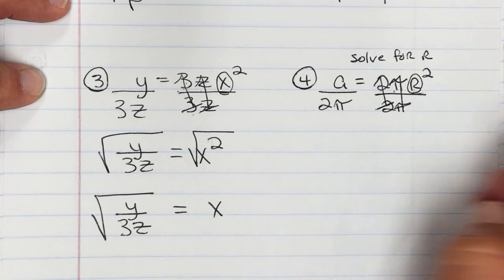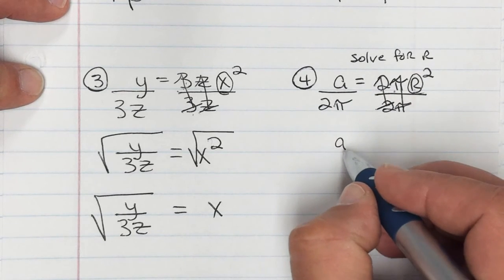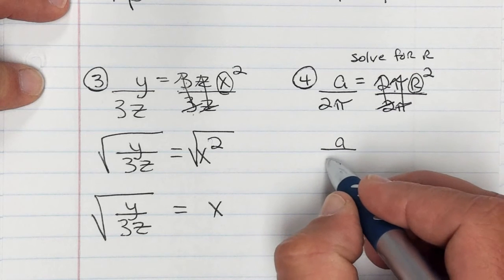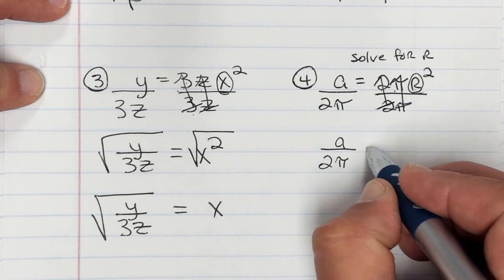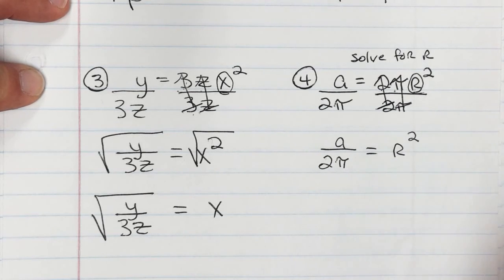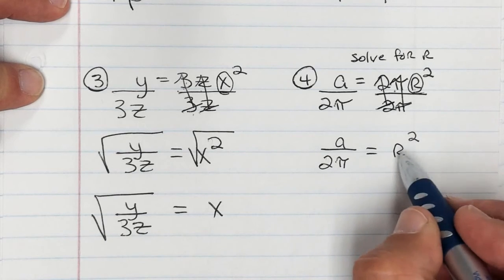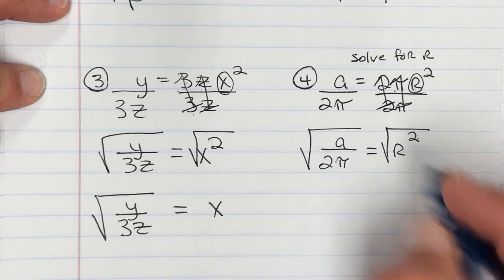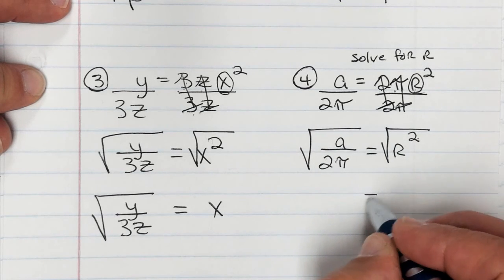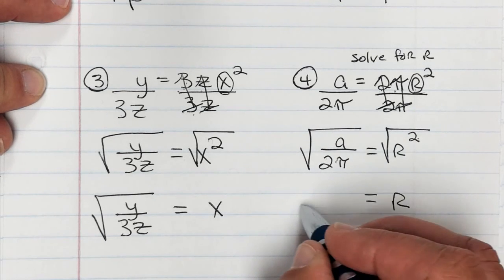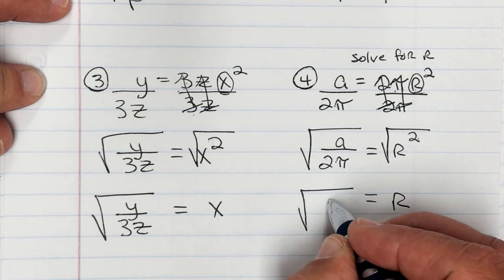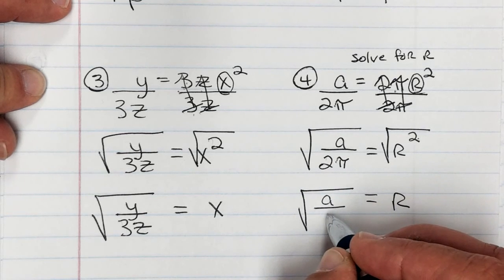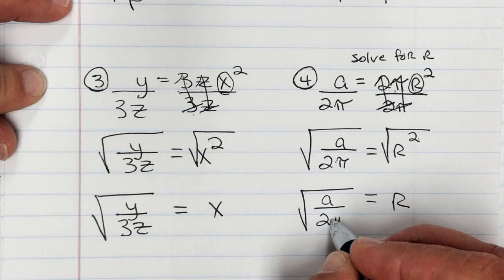Those two go to 1, so we're left with A over 2 pi equals r squared. From there, again, the opposite of squaring is take the square root. So you get r equals the square root of A over 2 pi.